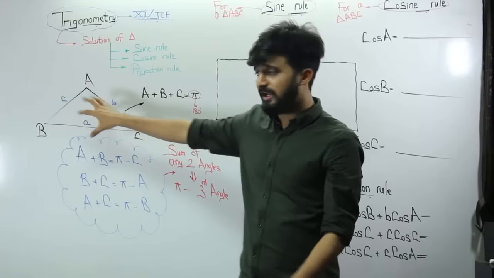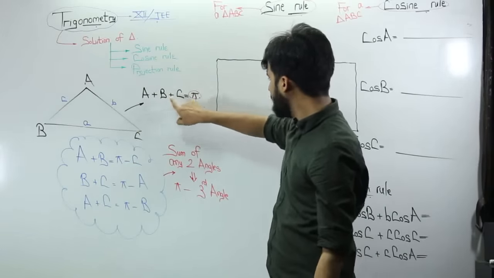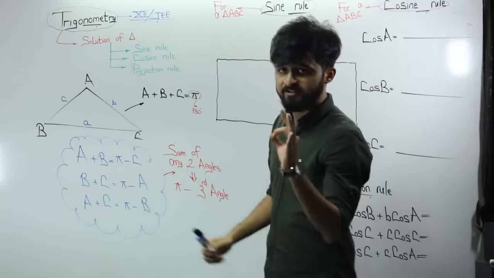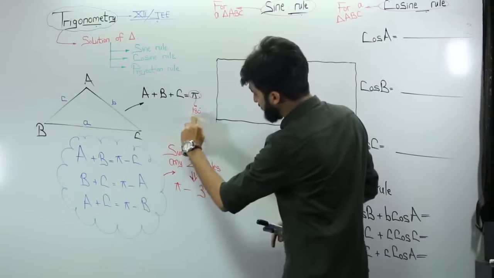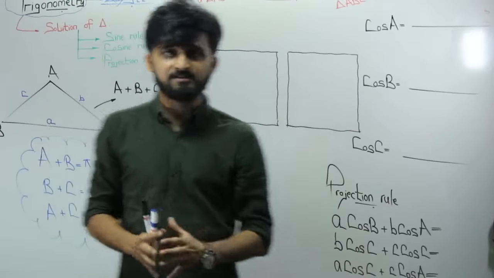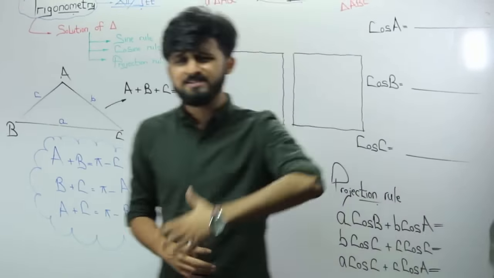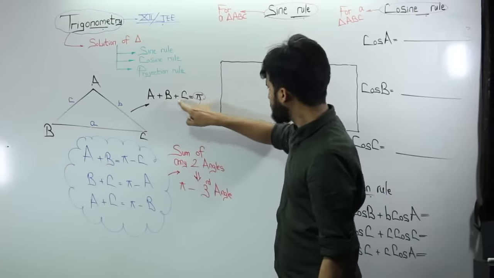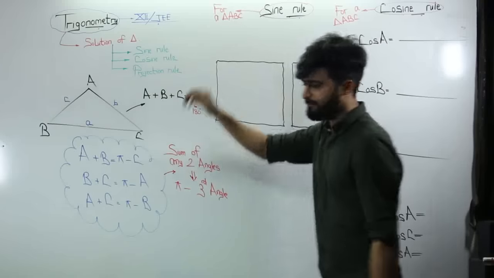Also, for a triangle, we know sum of all angles A plus B plus C is pi radians or 180 degrees. In radians, it is pi; in degrees, if you convert it, it is 180 degrees. Always in trigonometry, remember, we keep our angles in radians only. It is always advisable to keep your angles in radians. So I will say A plus B plus C is pi radians.